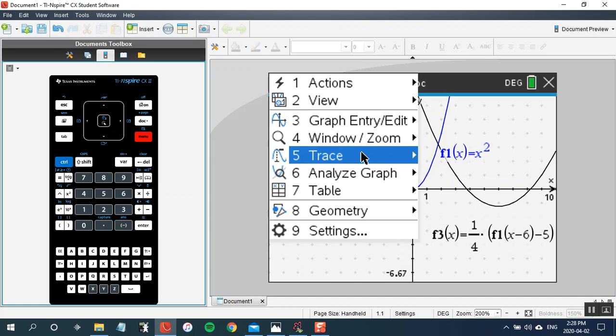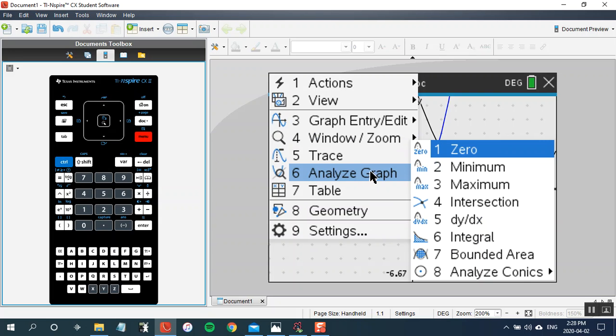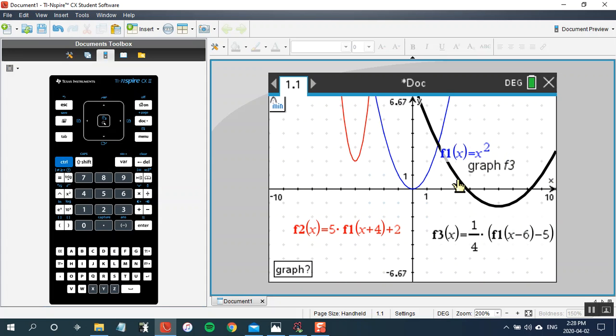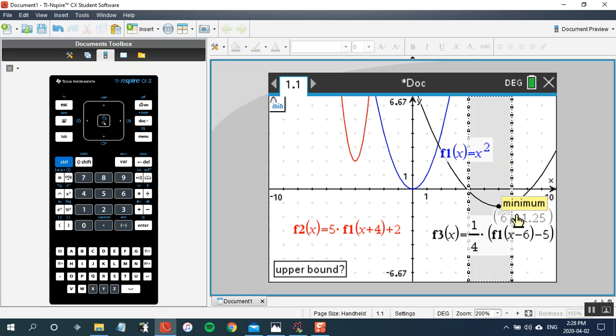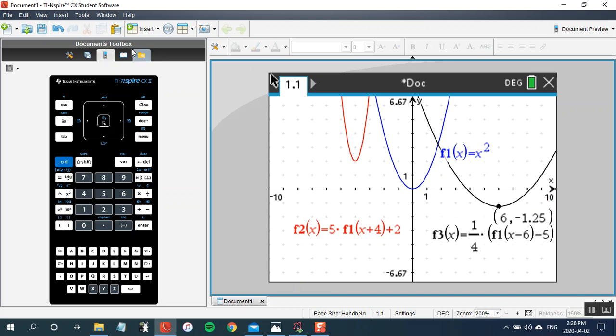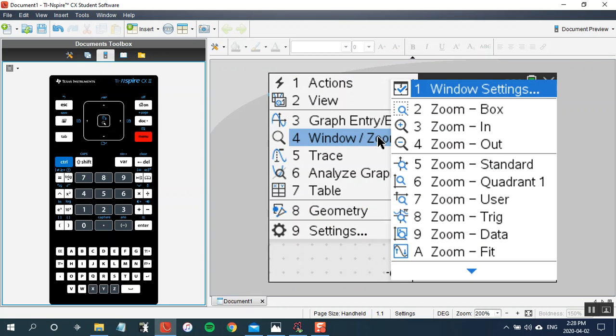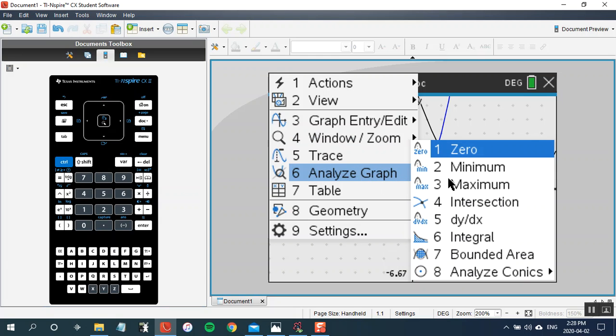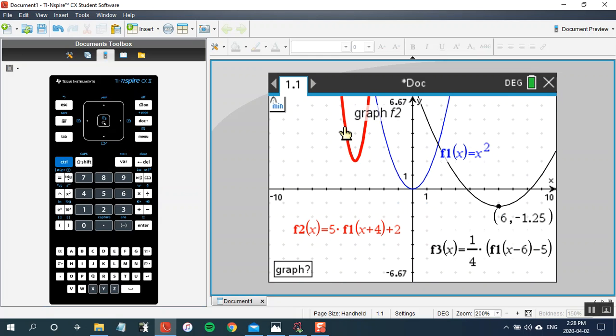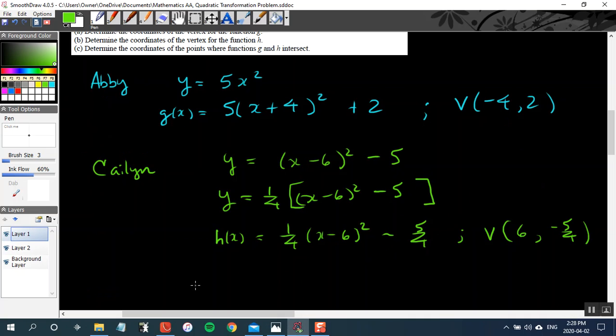So let's quickly verify that we have the correct vertex in our written work, which for function f3 would be a minimum value. And bingo, we have the correct vertex. And I guess we could also do that for Abby, just to double check. We don't want to waste too much time. So analyze the minimum of f2, which of course is minus 4 and 2. Okay, so the last part of this question is we've verified all our written work is correct, and then we can proceed to determining the coordinates of the points of intersection.